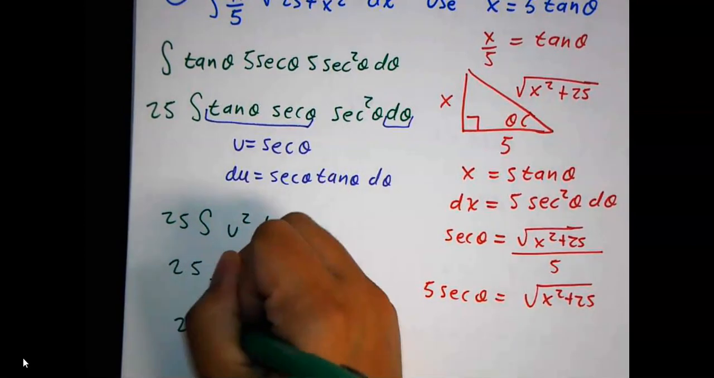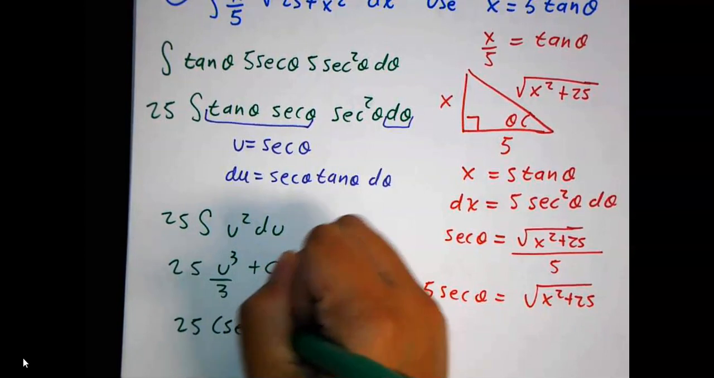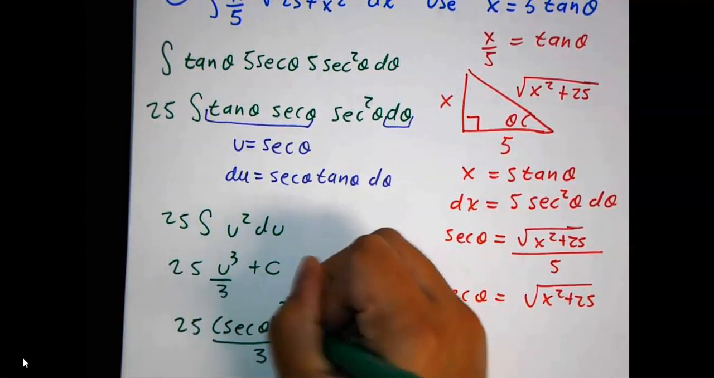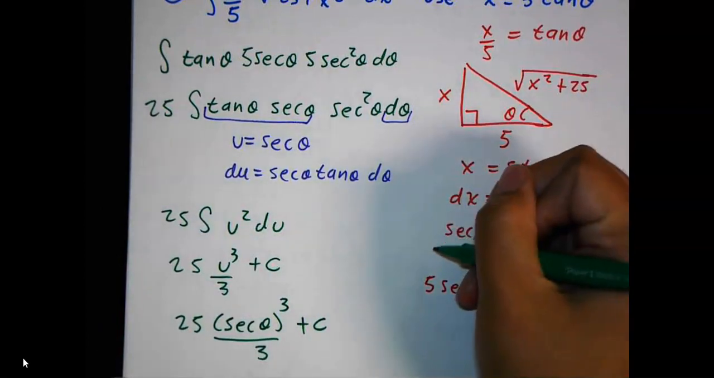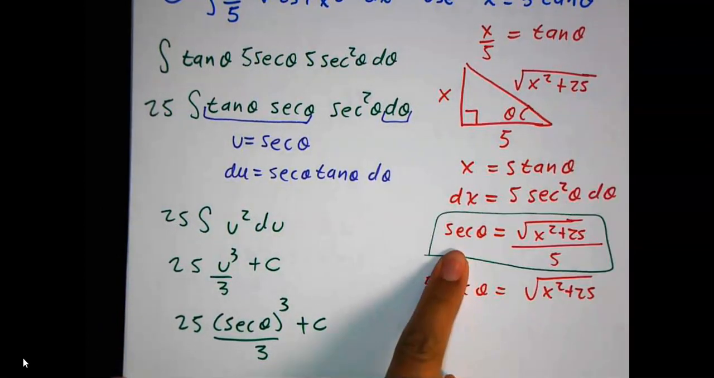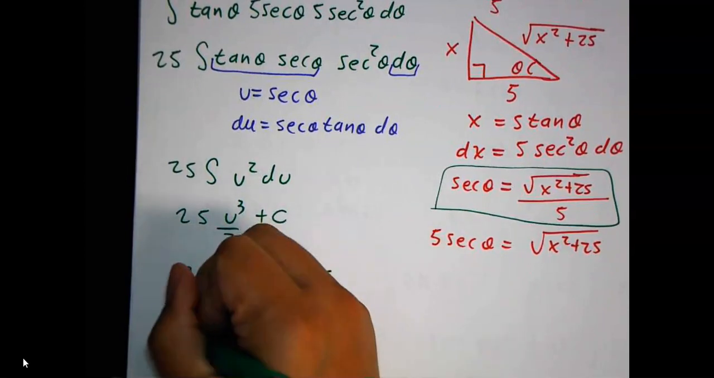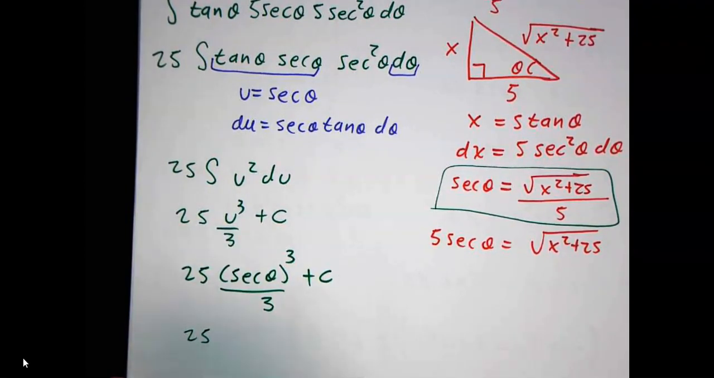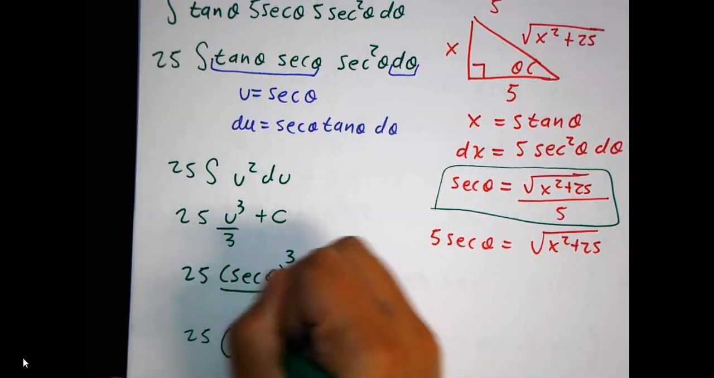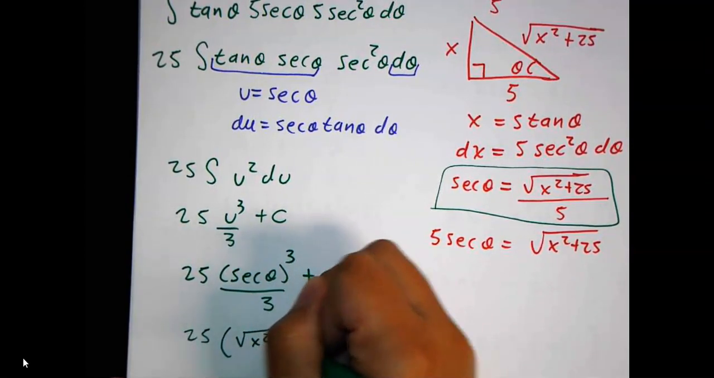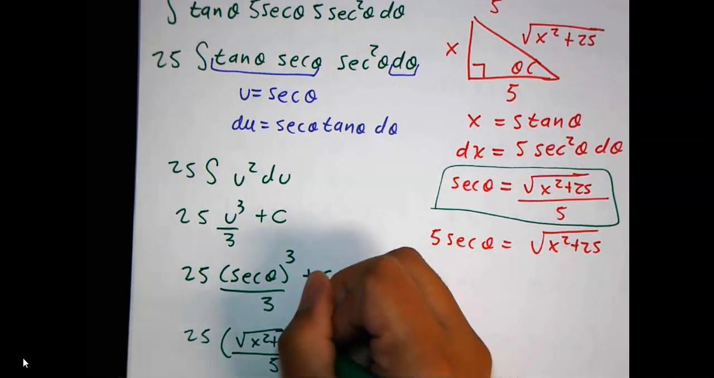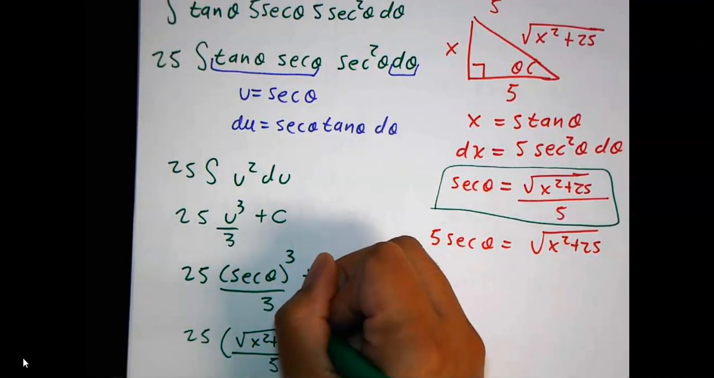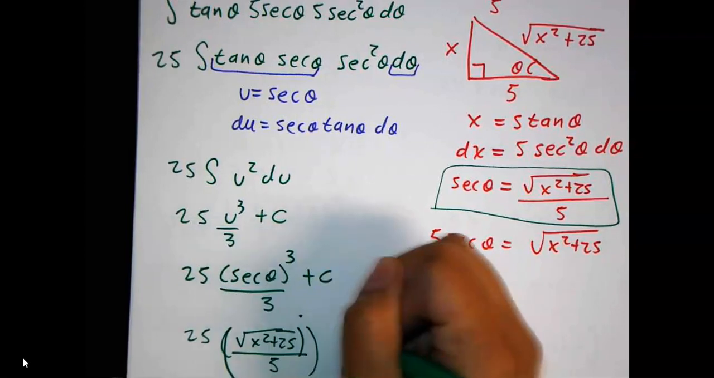In this case, u was secant of theta. So I got 25 secant of theta to the third power over 3. But again, secant was not just secant. Now this is in terms of theta, and the original problem was in terms of x. Well, I do have secant of theta already right here. So my final answer will be 25 times the square root of x squared plus 25 over 5, to the third power, all over 3. All of that is secant.